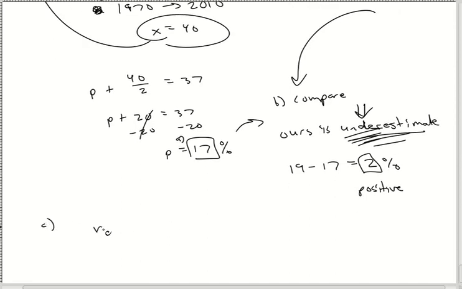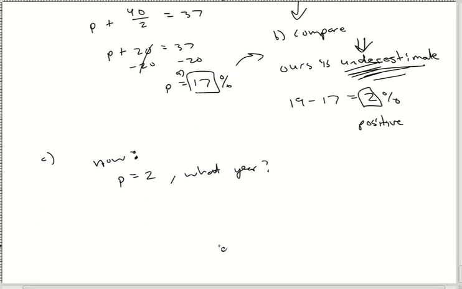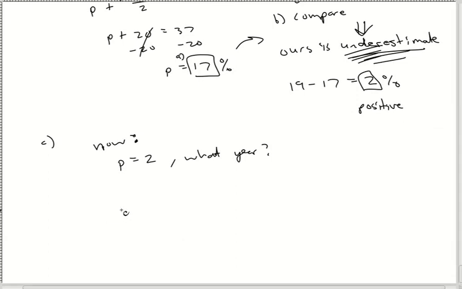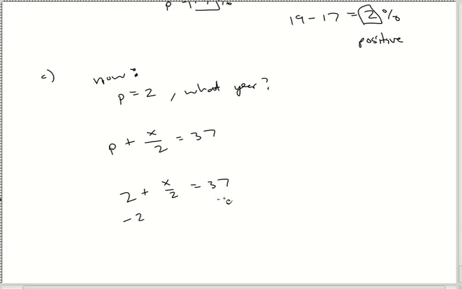It says, now let's reanalyze this problem. Now we've got P is equal to 2. What year are we talking about? So my percentage is 2%. Solve for x. I have P plus x over 2 is equal to 37. So 2 plus x over 2 is equal to 37. I'm going to minus 2 on both sides, which gives 35. I'm going to multiply by 2 over here, and so x is equal to 70 years.